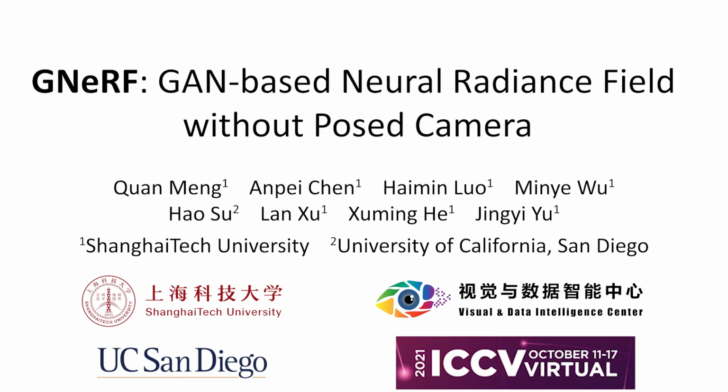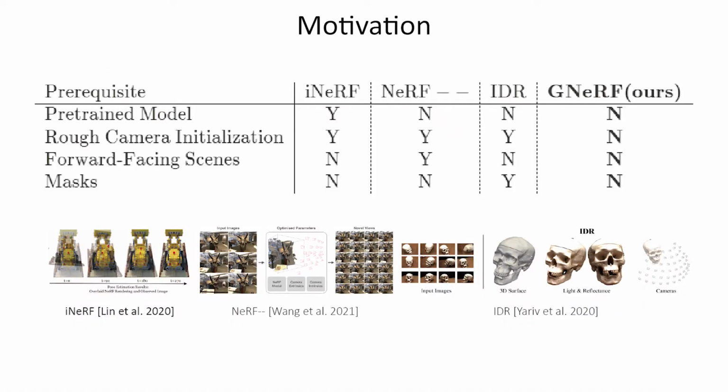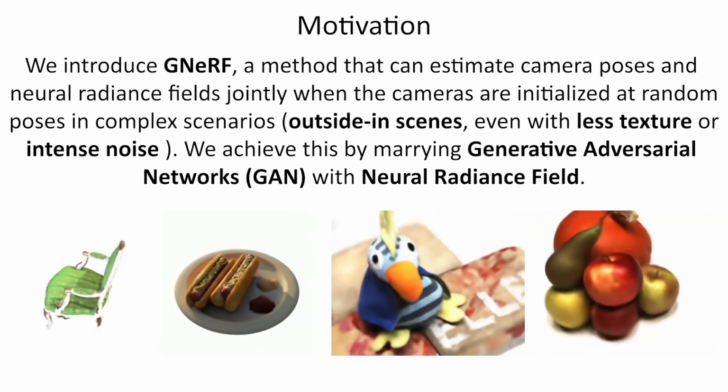In this video I will tell you about our work on neural radiance field learning with unposed cameras. NeRF and its follow-ups achieve an unprecedented level of fidelity on a range of challenging scenes, but most of these methods rely heavily on knowing the accurate camera poses. Recently, several methods attempt to reduce dependence on pre-computed camera poses, but still require specific conditions. To this end, we introduce GNeRF.